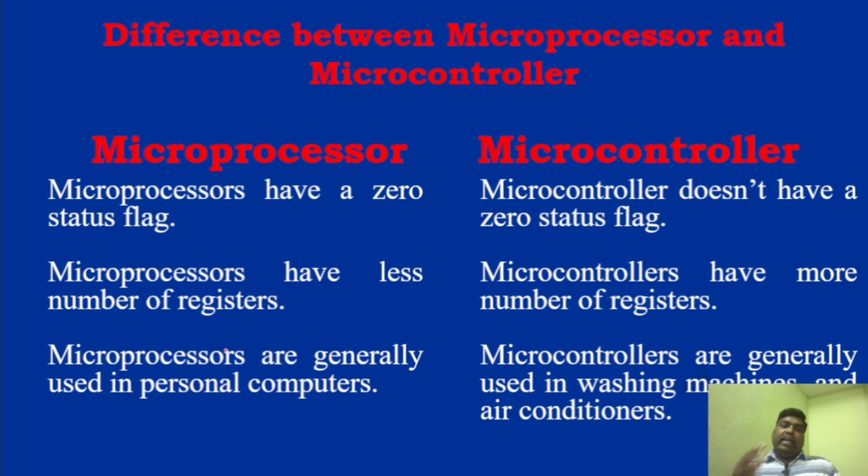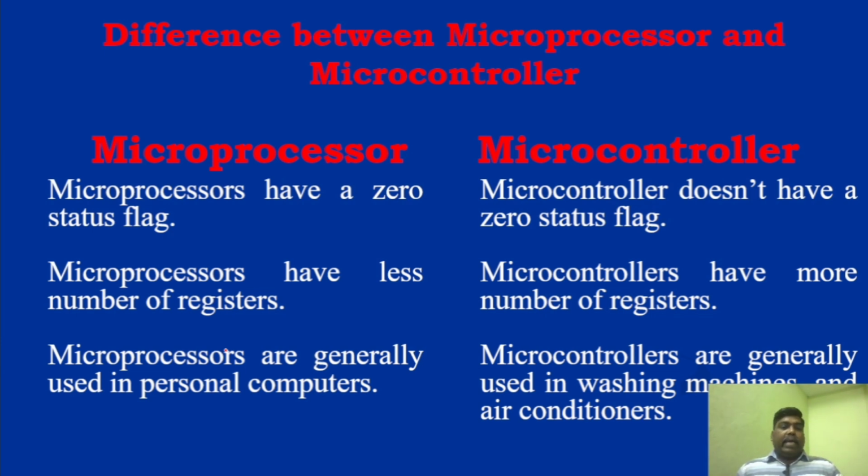Apart from that, the technical difference is that a microprocessor has a zero status flag, whereas a microcontroller will not have one. What is the zero status flag here? Obviously, a microprocessor should have a zero status flag because it performs arithmetic and logical operations. So if the result of any arithmetic operation is 0, it has to enable that particular flag, the zero status flag. But in a microcontroller, you will not have the zero status flag, right?